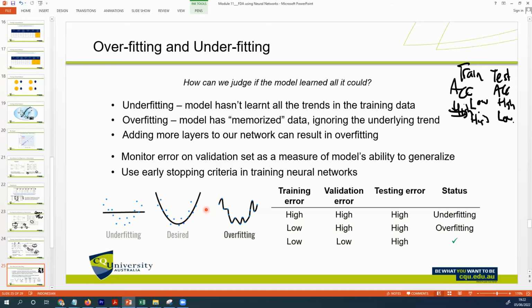Adding more layers to our network can result in overfitting. When you build hidden layers, with plenty of hidden layers, 1, 2, 3, 4, between the input and the output, too many layers can result in overfitting. What is overfitting? When the training data has high accuracy and the testing data has lower accuracy than the training data.